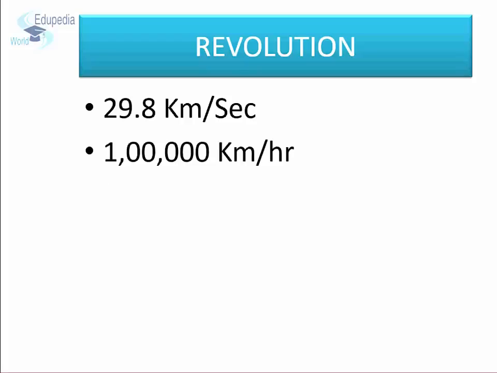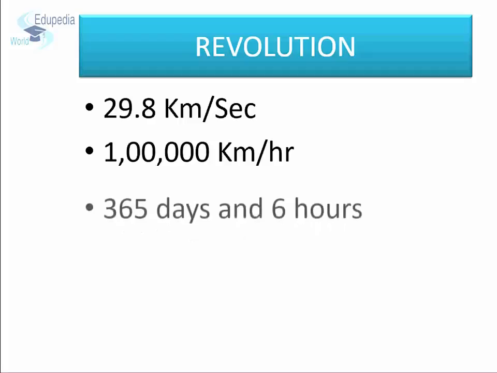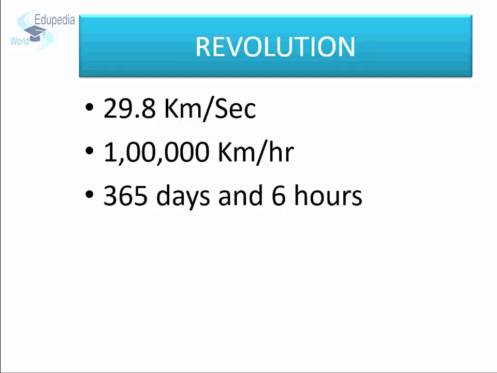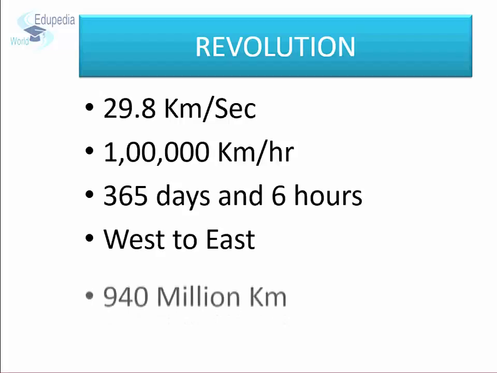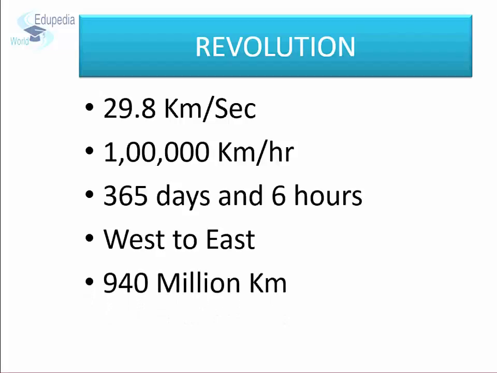That's very fast. At this great speed also, it takes the Earth 365 days and 6 hours to complete one full revolution. This period of time is called a year. The Earth revolves around the Sun in an anti-clockwise direction, that is, from west to east. The total distance traveled by the Earth to complete one revolution around the Sun is about 940 million kilometers.